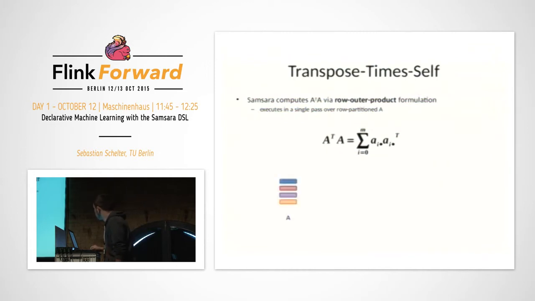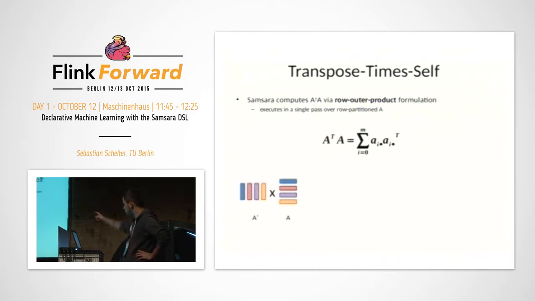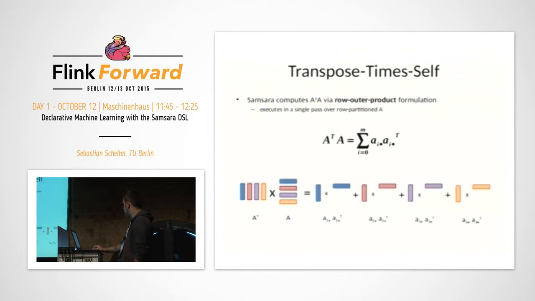So graphically, it looks like this. Let's say this is our matrix A. And we actually want to compute this product, but we never have to explicitly materialize A transpose. What we're doing is taking the first row, computing the outer product with itself, adding to that the second row, and so on and so on. And that also gives you the correct result.